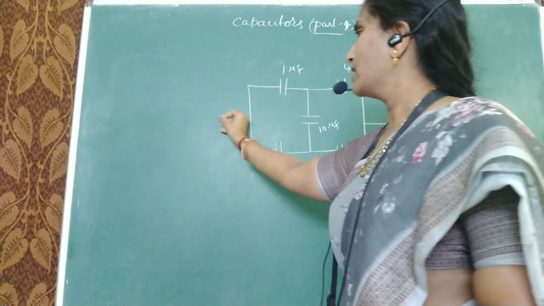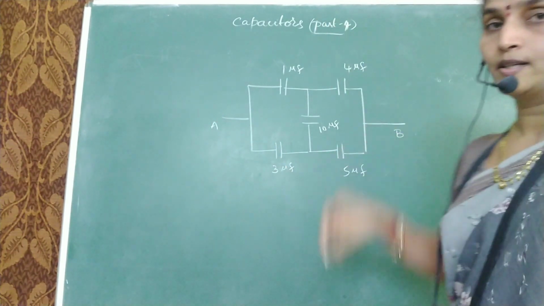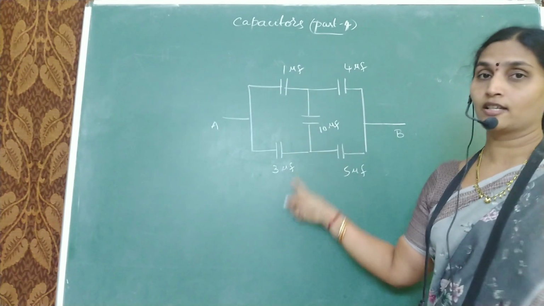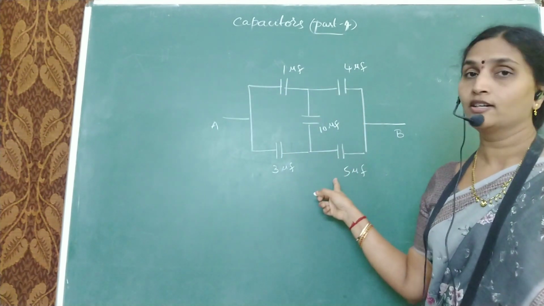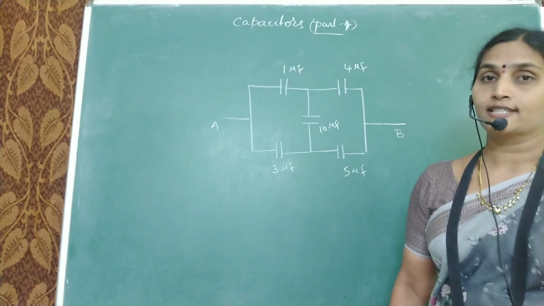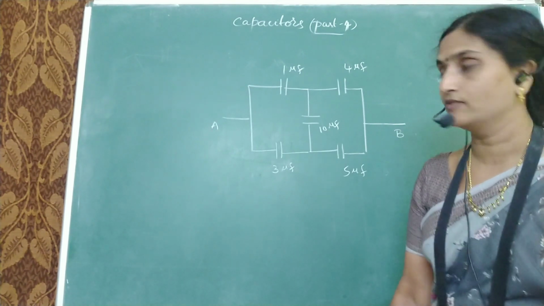Okay, now how do we find out the equivalent capacitance between A and B? This time 1 by 3 is not equal to 4 divided by 5. So it's an unbalanced Wheatstone bridge. And since it's an unbalanced Wheatstone bridge, now let's see how to use my star delta conversion.